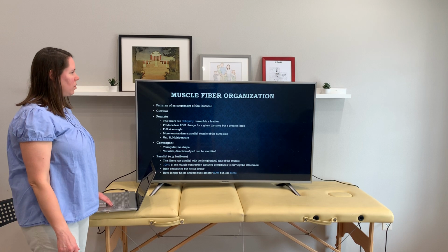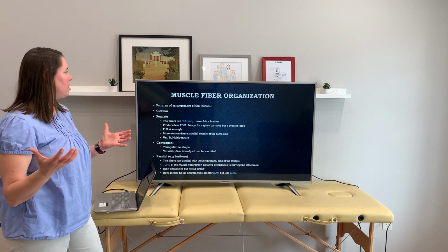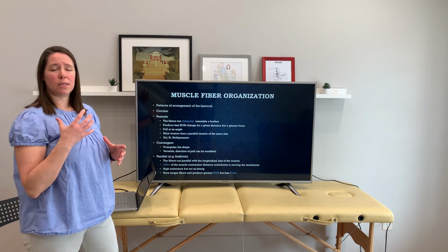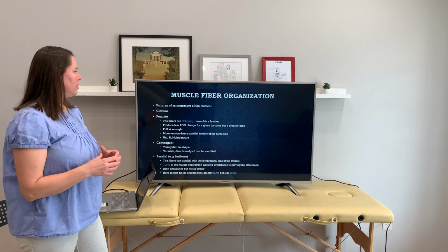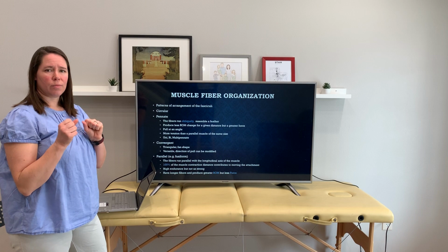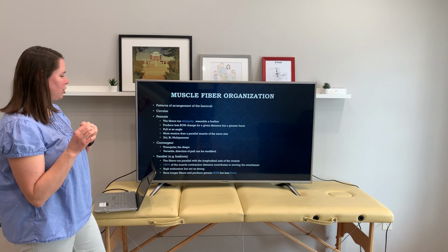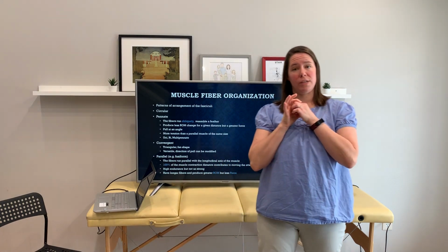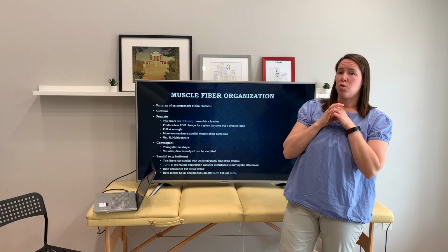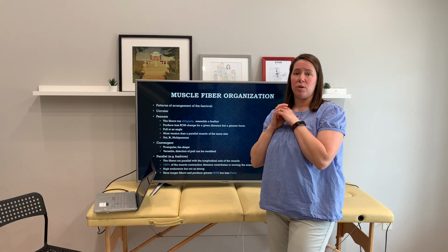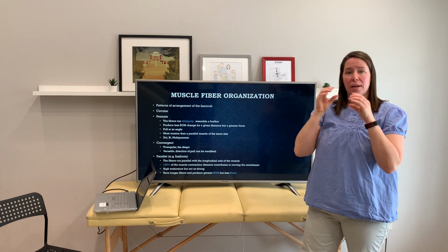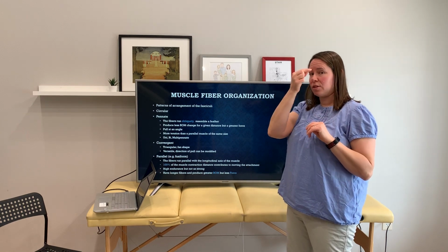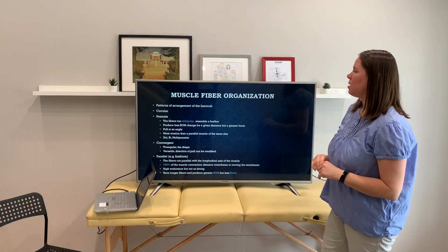Okay, so when we name fibers or organize them, sometimes that's by the arrangement of those fibers. So you can have circular muscles, which you can imagine are more for closing openings. You have an orbicularis oris, you have an orbicularis oculi that help close those openings, right? Those are circular muscles. They just go around and help close.